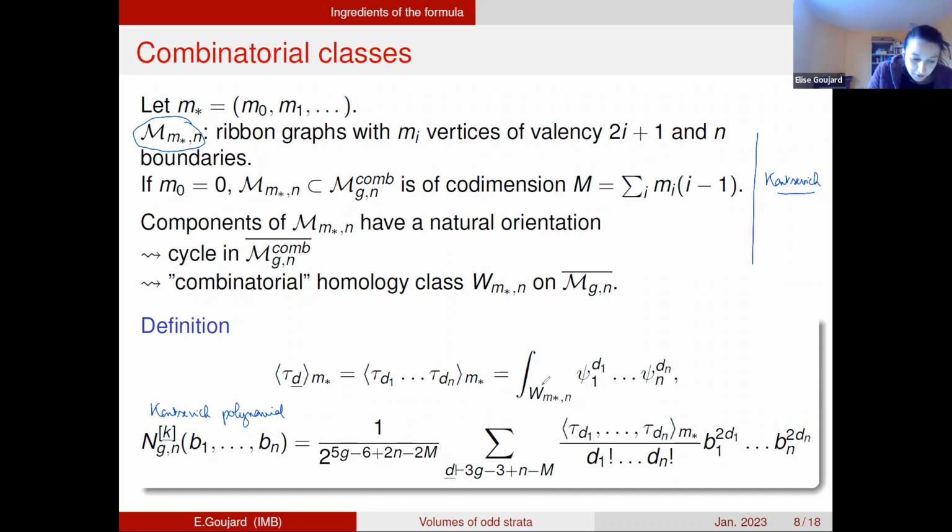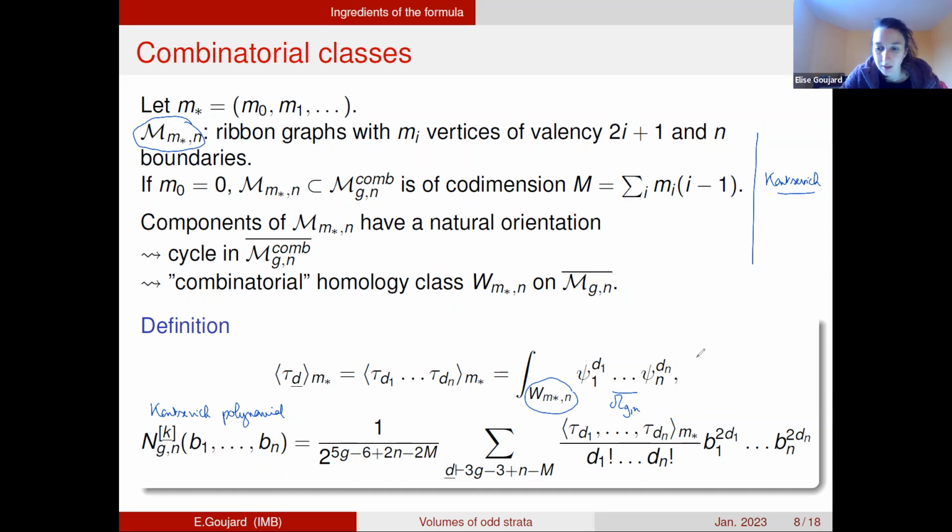So if you don't fix any constraint on the valency of the vertices, instead of this class here, you just replace this by M_{g,n} bar, and you get more classical intersection numbers that are Gromov-Witten invariants, etc. A lot of things are known about these numbers, but fewer things are known about these restricted intersection numbers. Okay, so this is the Kontsevich polynomial.